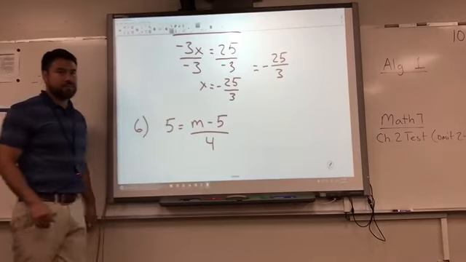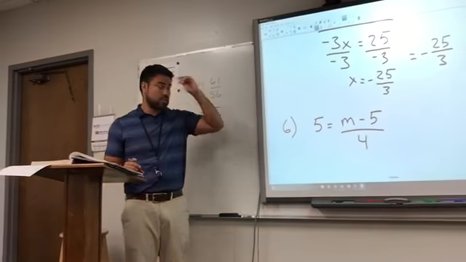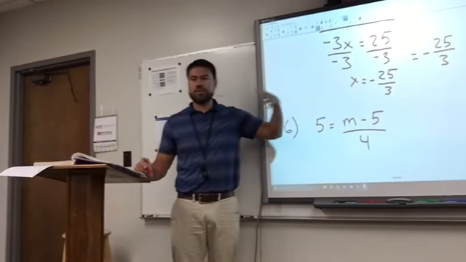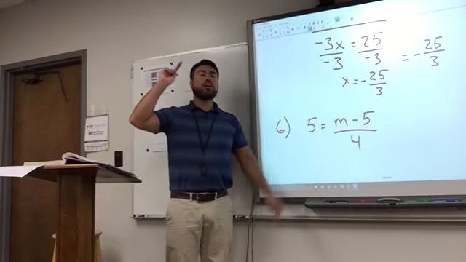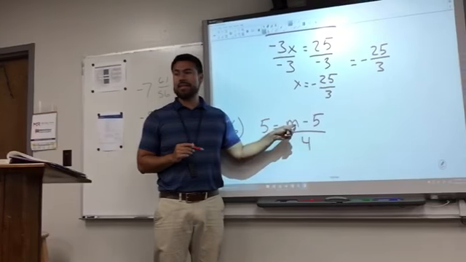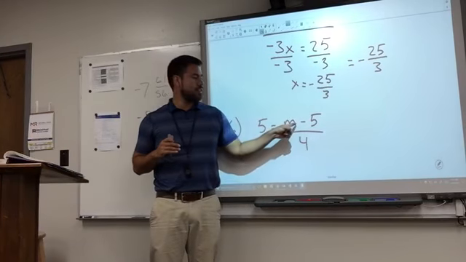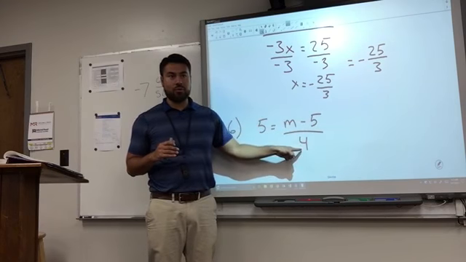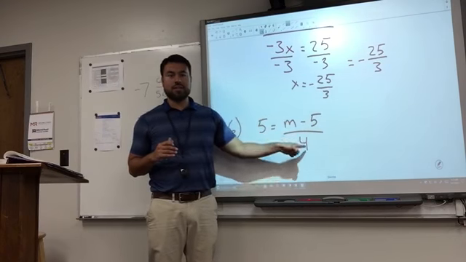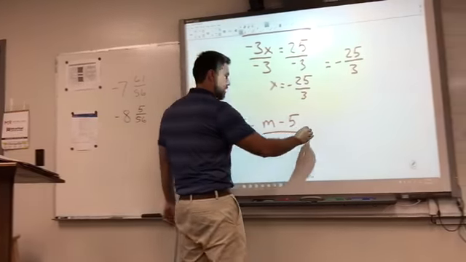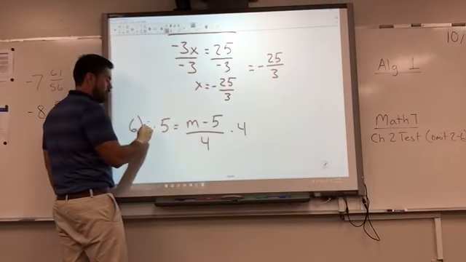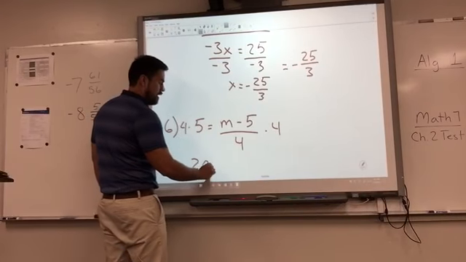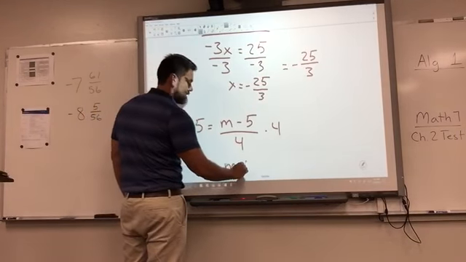So this problem right here? Yeah. Okay, good question. So do we start by adding 5 or do we do something else? So look at what's happening to m. What's happening to m first? It's being subtracted by 5 and then divided by 4. So you have to deal with the division. You got to multiply by 4. You get 20 equals m minus 5.